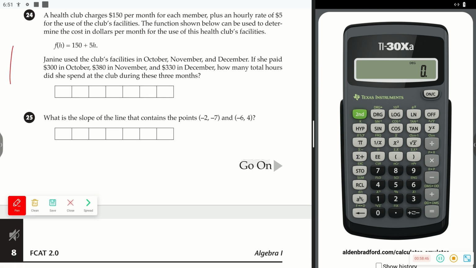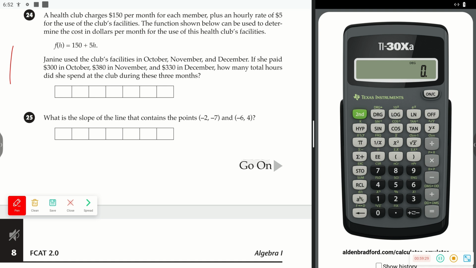All right. Again, this looks like a big word problem, but I'm guessing it's going to be pretty straightforward. For number 24, it says a health club charges $150 per month for each member, plus an hourly rate of $5 for the use of club facilities. The function shown below can be used to determine the cost in dollars per month for the use of the health club facilities. So f of h equals 150 plus 5h. It says Janine used the club's facilities in October, November, and December. If she paid $300 in October, $380 in November, and $330 in December, how many total hours did she spend in the club during these 3 months?